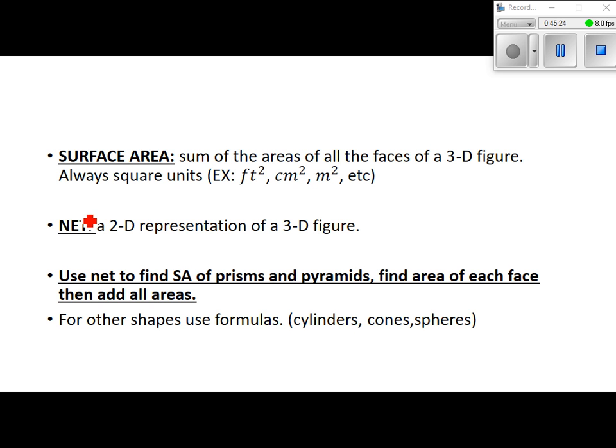Surface area is the sum of the areas of all faces of a 3D shape. The units are always going to be square units or units squared, just like area for a two-dimensional shape. We're dealing with 3D shapes now instead of two-dimensional.